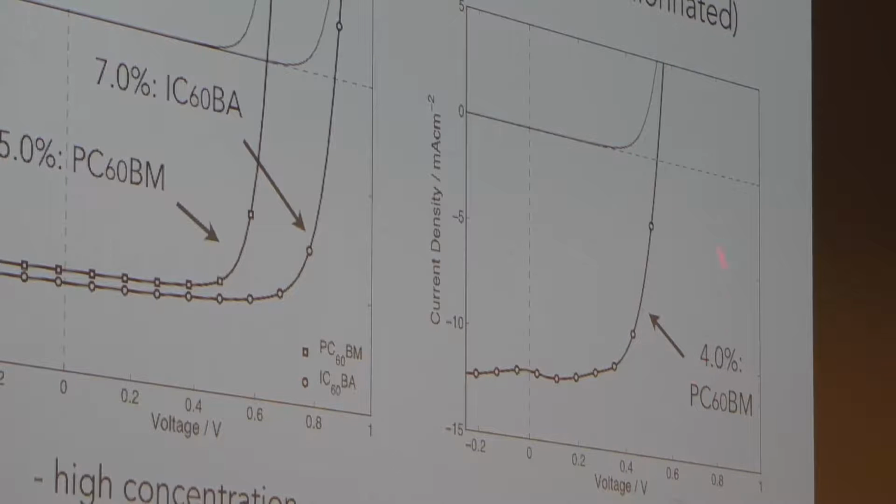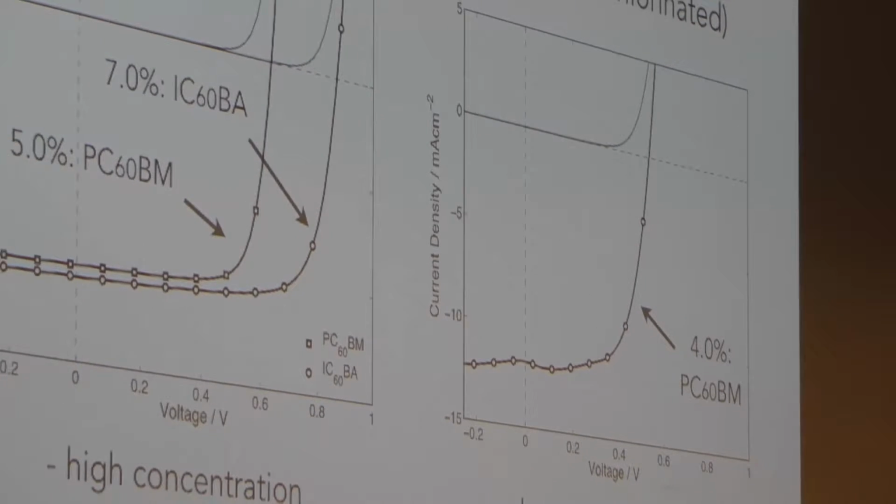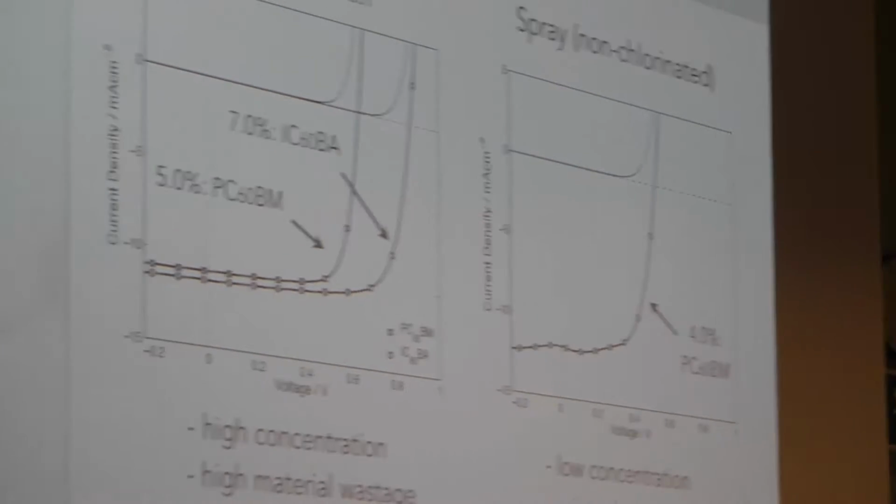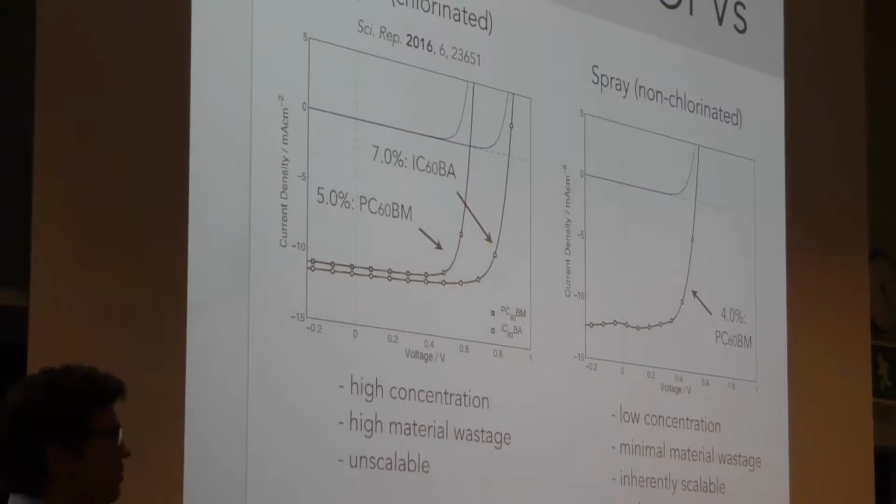And just by changing the molecular weight to suit the application, we were able to achieve fairly decent P3HT:PC60BM devices from spray coating of 4%. The advantage with spray coating is you don't really get too much loss as long as you can control where your spray head is going. And because it's spray, you can, in principle, scale it.